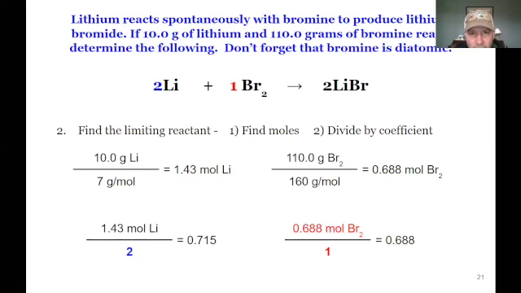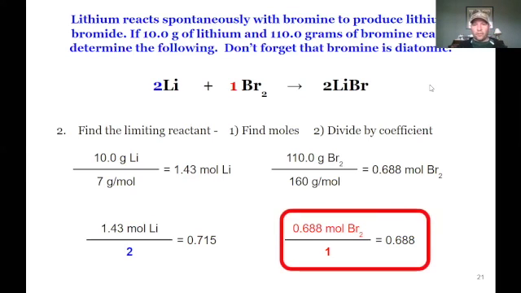Now the lowest one is our limiting reactant. It's the only one we care about, right? So which one is the lower of the 2 at the bottom after we divide by coefficients? Is it the bromine or the lithium? It's the bromine. So I'm going to go ahead and circle that, and that is our limiting reactant. That's going to determine how much lithium bromide we're actually going to produce. So that's how you do step 2, finding the limiting reactant. You find the moles, and then you divide each of them by their coefficients. Whichever one is smaller, that's your limiting reactant.